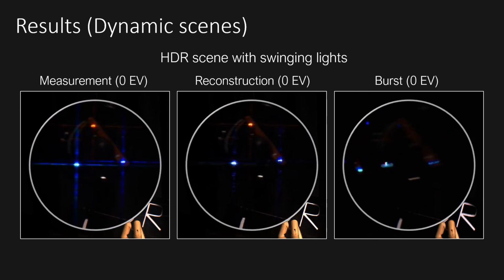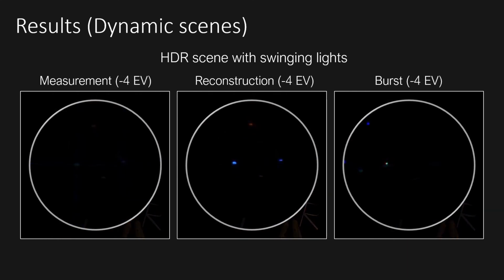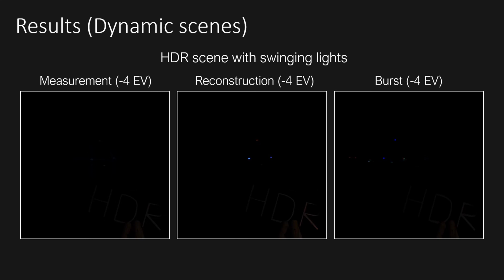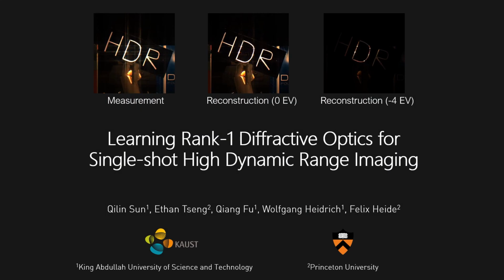This scene consists of a swinging pendulum with lights. And despite the scene motion, we accurately recover highlight regions. We proposed a snapshot HDR imaging technique using a jointly learned diffractive optic and reconstruction network. Our technique handles dynamic scenes and outperforms recent single-shot methods.